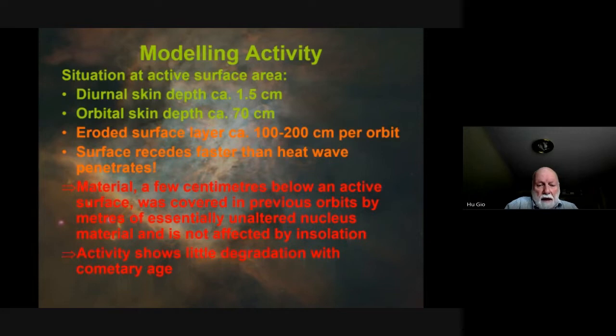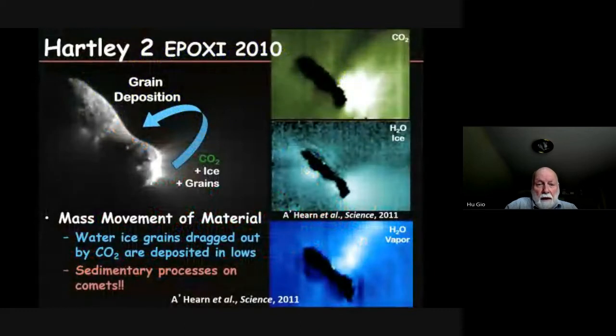Another consequence is that activity shows little degradation with cometary age. And this is confirmed, for example, with Comet Encke, whose production rate varied very little over the 40 or 50 apparitions we have observed the comet. And in other comets, it's also quite normal to assume that at the next apparition, the activity is going to be the same as before, if the orbit is the same.